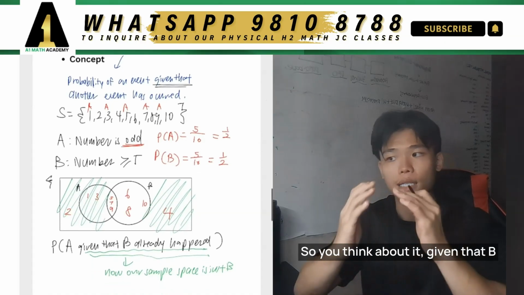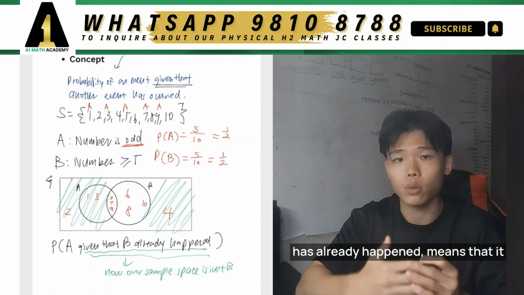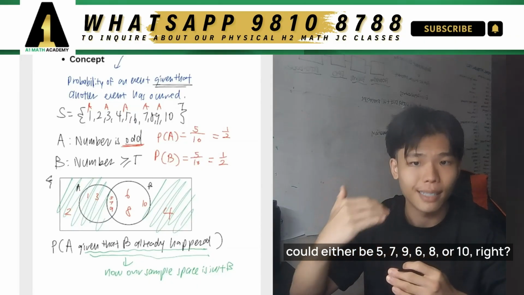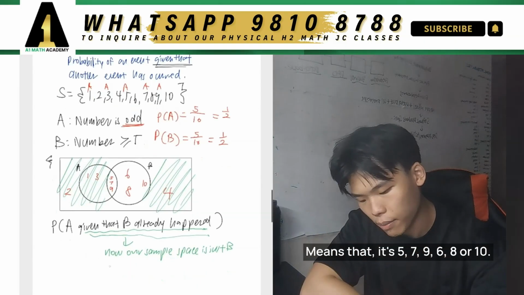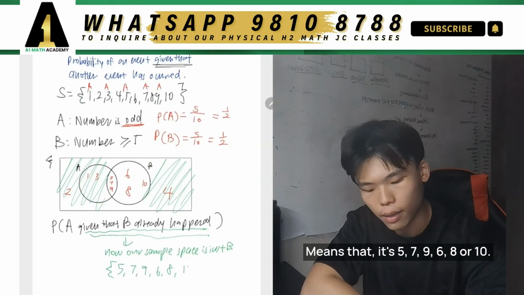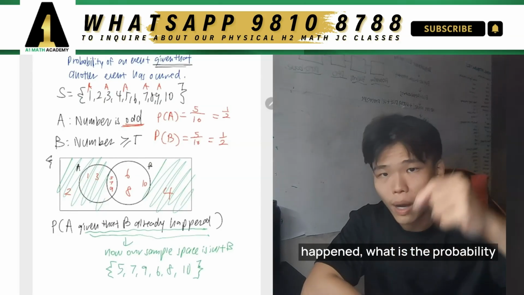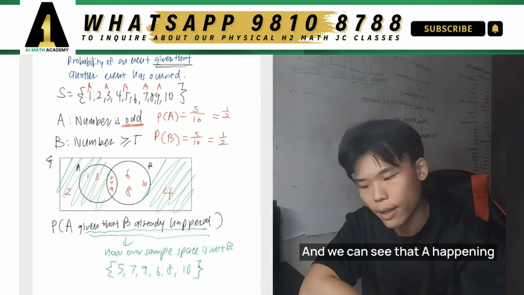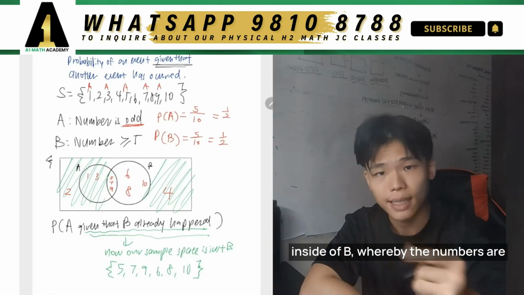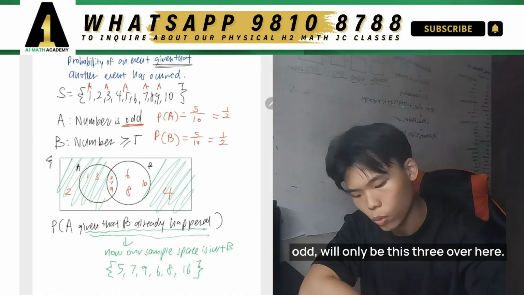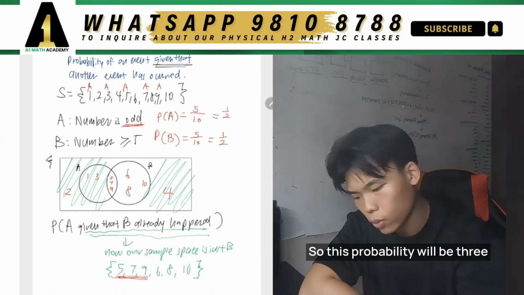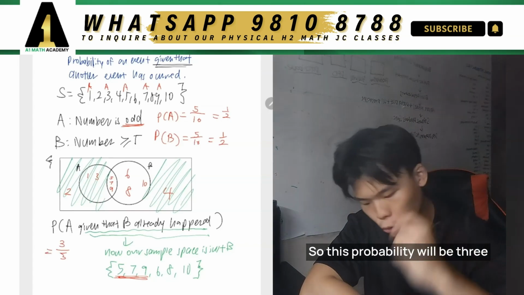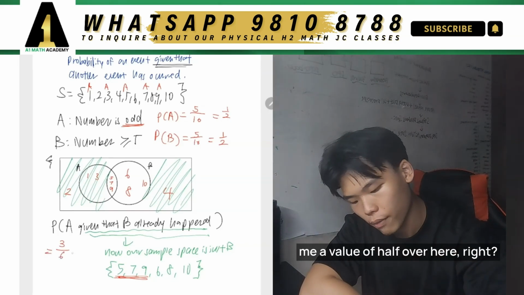So given that B has already happened, it could be 5, 7, 9, 6, 8, 10, right? So given that B has already happened, what is the probability of A happening inside of B? You can think about it that way, right? And we can see that inside of B, the numbers that are odd will only be these 3 over here. So this probability is 3 out of 6, which will give me a value of half.